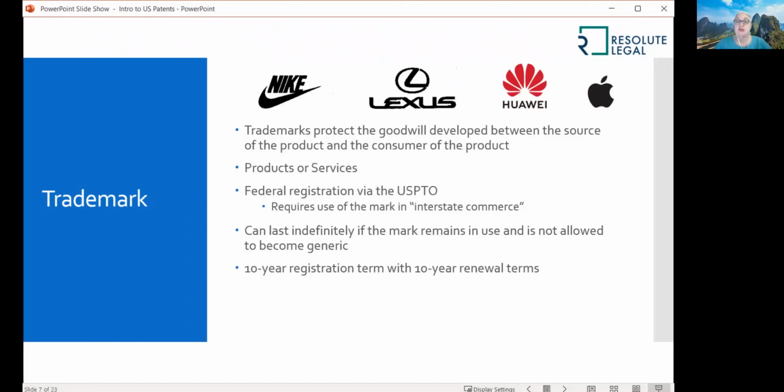There is a federal registration system in the United States for these marks that requires use of the mark in what we call interstate commerce. And that basically means that you're just selling a product, you're doing business within the US. The trademark can last indefinitely if it's properly protected and not allowed to become generic. And it comes with a basic 10-year registration term that can be renewed indefinitely as long as the mark continues in use.